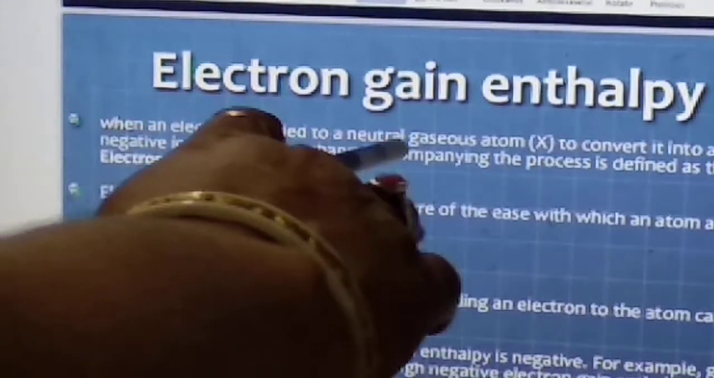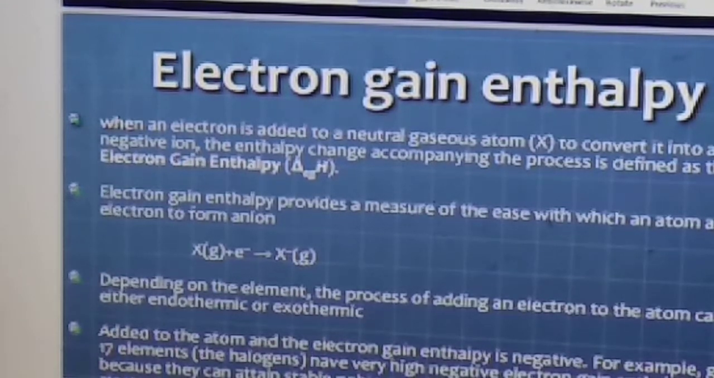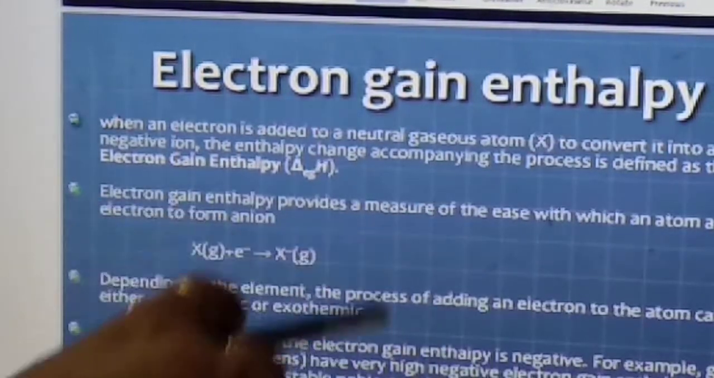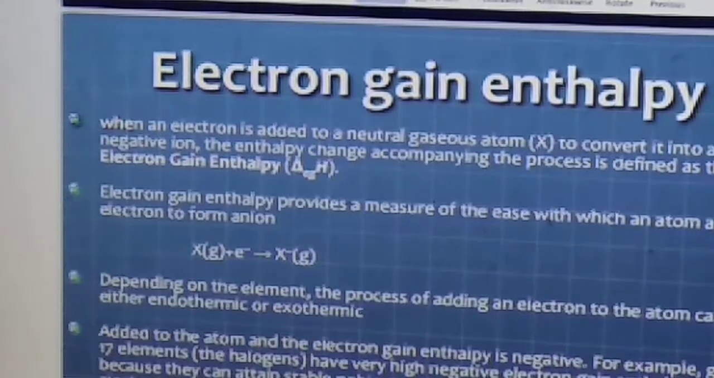When an electron is added to a neutral gaseous atom to convert it into a negative ion, the enthalpy change accompanying the process is defined as the electron gain enthalpy. Electron gain enthalpy provides a measure of the ease with which an atom adds an electron to form an anion. As for example, X(g) + e⁻ → X⁻(g). Depending on the elements, the process of adding electrons to atoms can be either endothermic or exothermic.